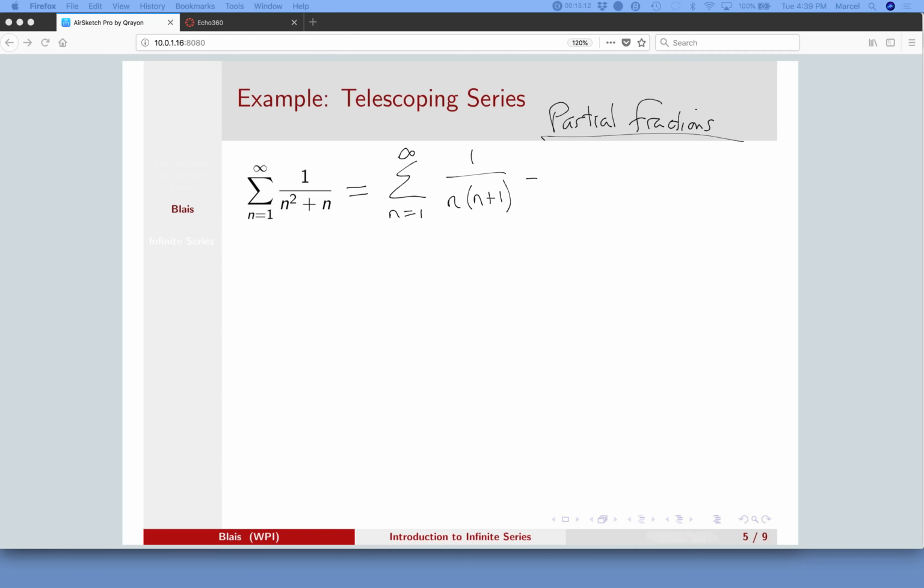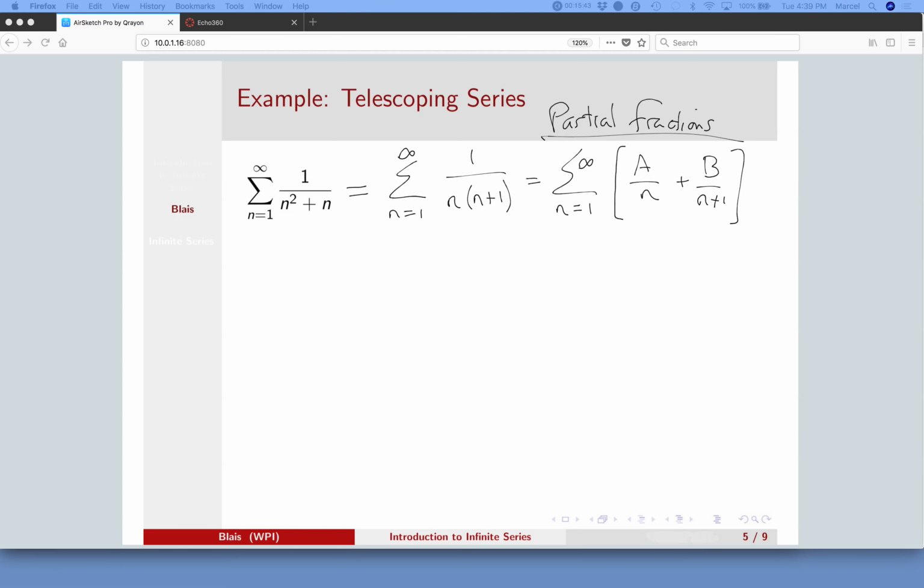So this is something worth reviewing from your integral calculus work. But what partial fractions does is it tells us that we can rewrite this summand as the sum of two fractions, a over n plus b over n plus 1, for some a and some b. We don't know what they are yet, but we can solve for them.